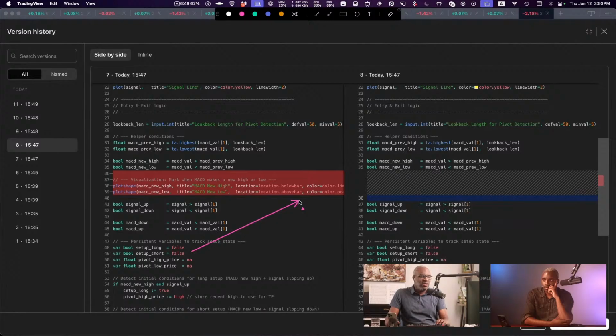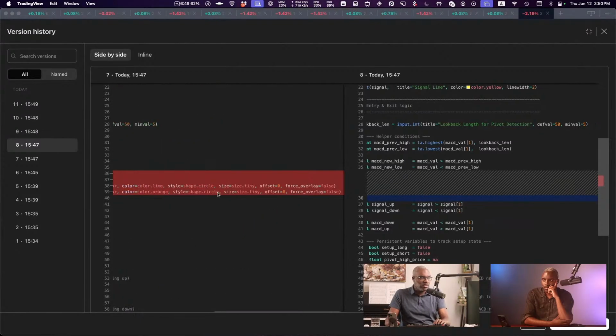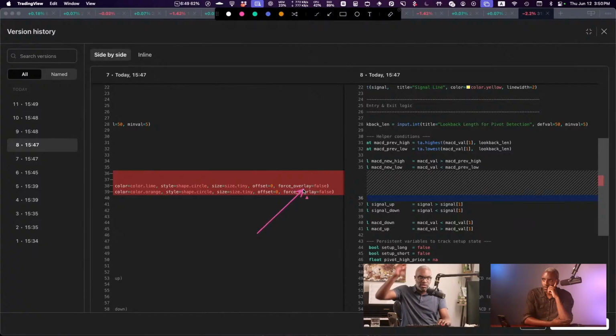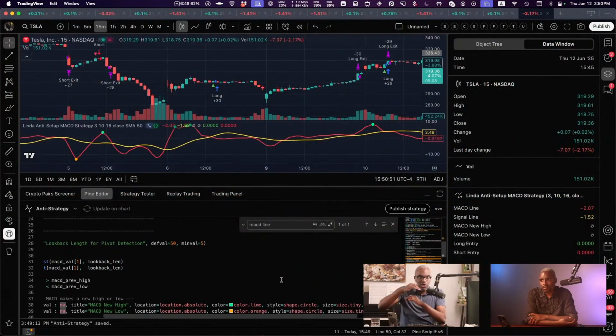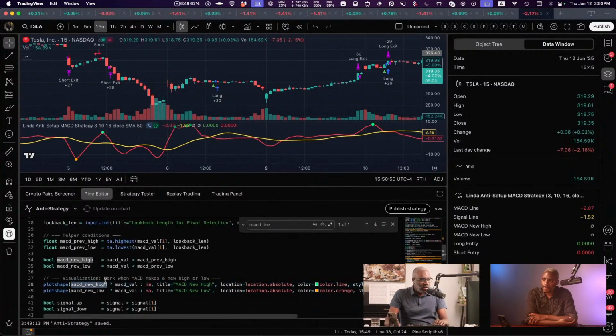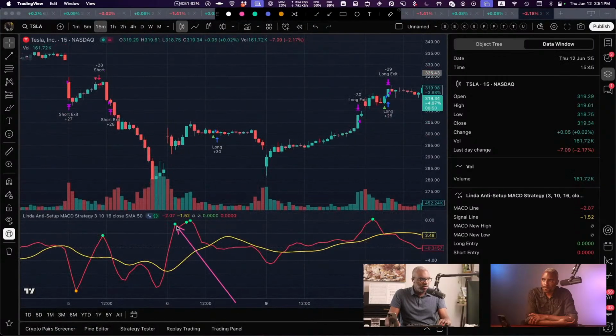Even though I changed the force overlay to false for those plots to appear in the pane underneath, it was using the value from the main chart. So that's why it was all skewed. You end up in a situation where the value is incorrect. So I actually have to say, if the first value is true, use the value of the MACD at the time of it being true. That way the dots will appear on the chart where they need to, on the actual MACD.